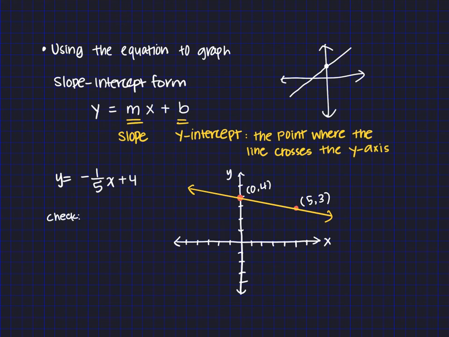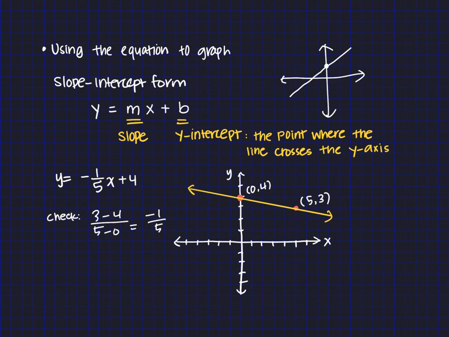It's always going to be the first and second. So what I'm going to do is put the second point, which is 5, 3, as my second point. So I do 3 minus 4 over 5 minus 0, which is going to give me negative 1 over 5. So I know that I have the correct slope, I know I have the correct y-intercept, and that's how you check your answer.